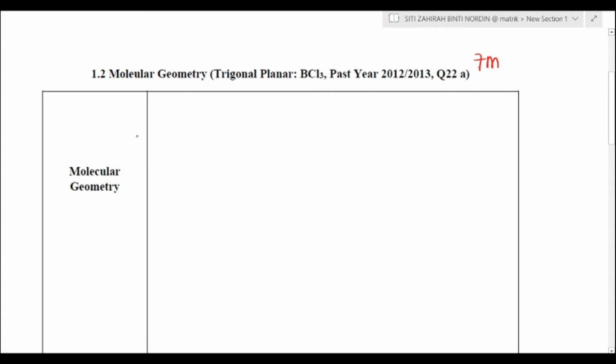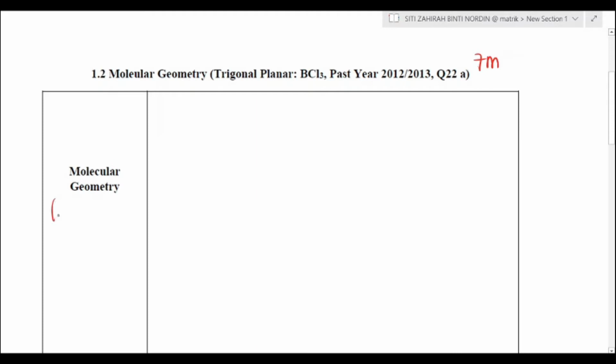Class, turn to page 53. We're going to draw the orbital overlap of BCl3, and it is a past year question which is worth 7 marks. So first of all, you have to determine the molecular geometry.